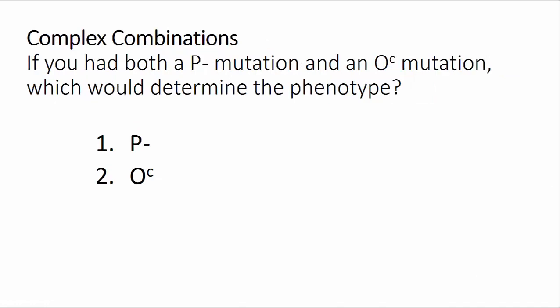Second example is if you have a P minus mutation together with an OC mutation, which one would win out there? So normally with an OC mutation, you can't repress it, and now those genes get transcribed all the time. But if you also have a P minus mutation, you can't get RNA polymerase to the DNA, and you can't actually transcribe. And there's really nothing that can win out over a mutation in the promoter. And so if you have both of those, the promoter mutation would win out, and you would not transcribe the genes of that operon.